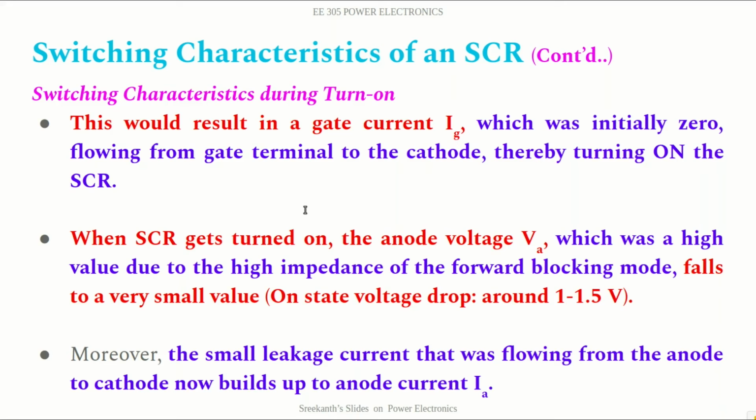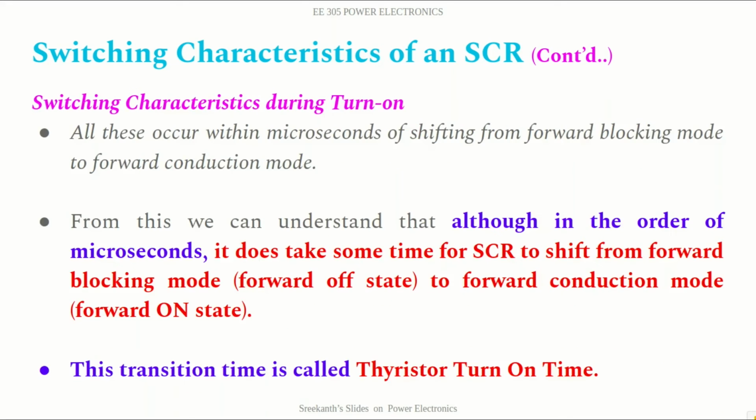Now what is that value? That is the on state voltage drop, around 1 to 1.5 volt. So when you turn on, the voltage across the SCR falls. Moreover, the small leakage current that was flowing from anode to cathode now builds up to anode current IA. All these occur within microseconds of shifting from forward blocking mode to forward conduction mode. So it's very quick. Within microseconds all this happens.